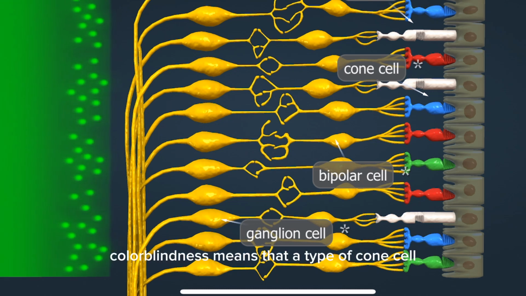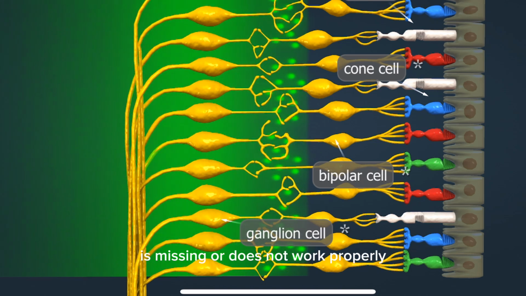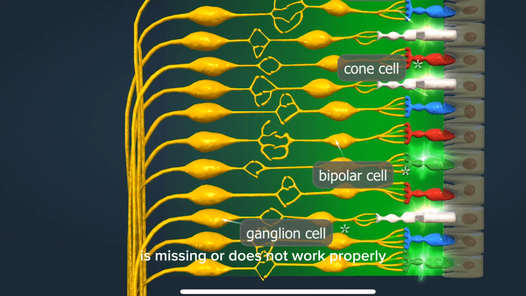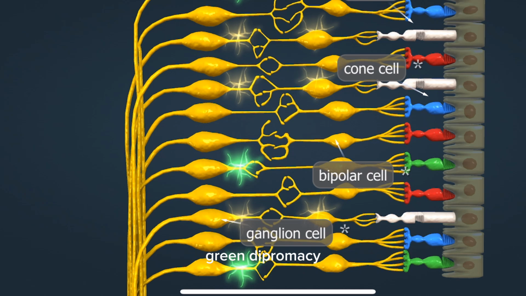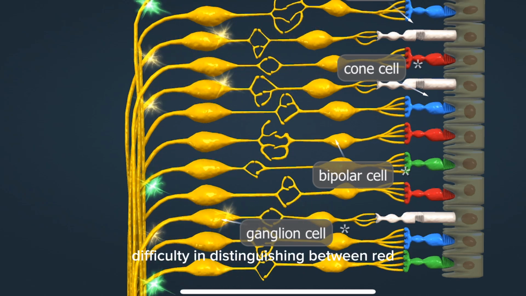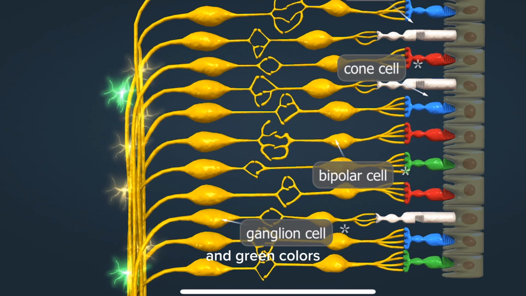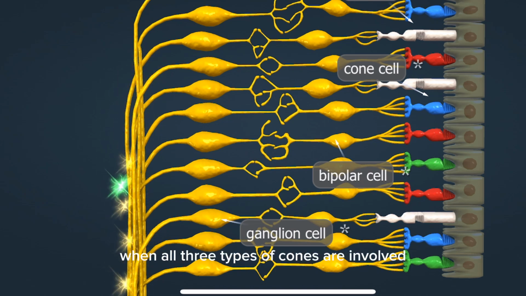Color blindness means that a type of cone cell is missing or does not work properly. The most common type of color blindness is red-green dichromacy, difficulty in distinguishing between red and green colors. When all three types of cones are involved, total color blindness or monochromacy occurs.